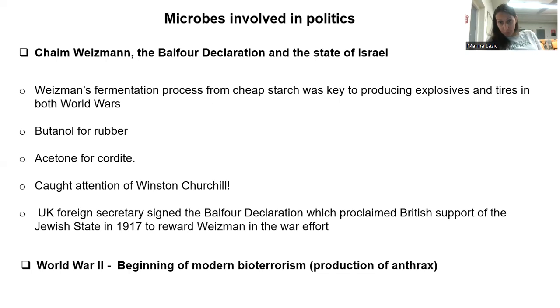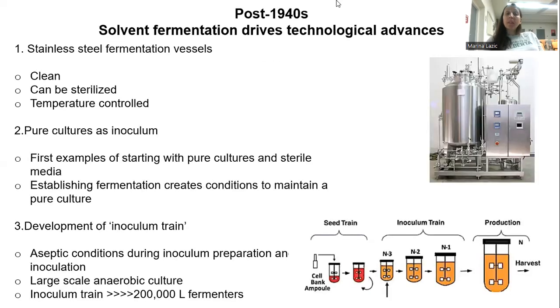You can read more if you are interested in the history part. So in World War II, there was the beginning of modern bioterrorism. So anthrax was produced, and after 1940, solvent fermentation started driving technological advances.